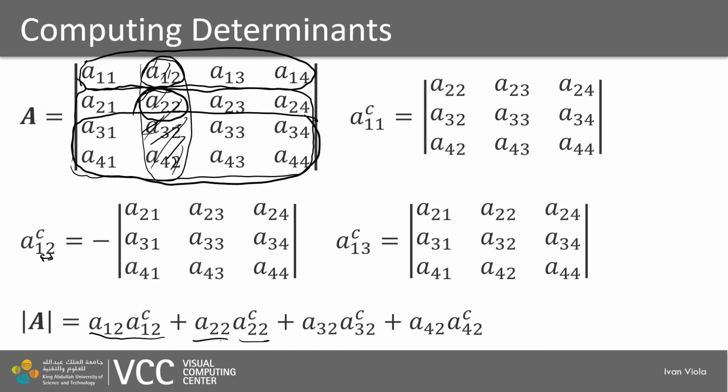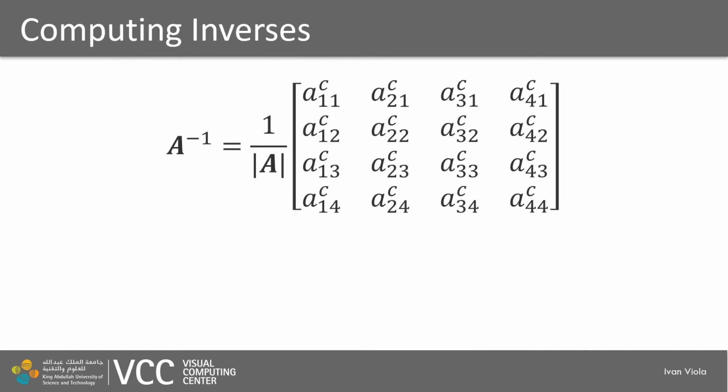have all the elements. So for A32, we also take the corresponding matrix and perform the determinant calculation. And for the last element, A42, we do the same. Once we are done with that, this will be the way we calculate the determinant for the 4x4 matrix.